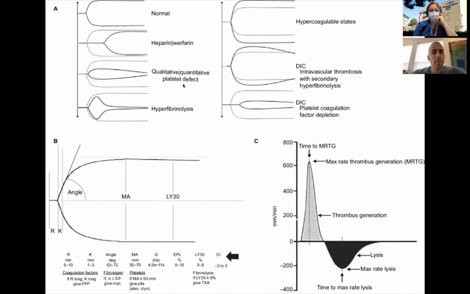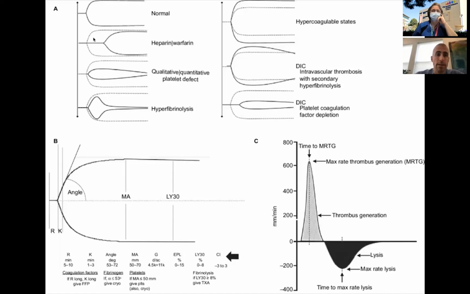So this talk's almost over. I just wanted to show you a couple schematics of different tracings given different clinical scenarios. So if you look at A here, we're going to go over all this right now. This top TEG tracing is normal. Now, for all the other tracings, the dots are the normal tracing, and the solid line is the clinical scenario.